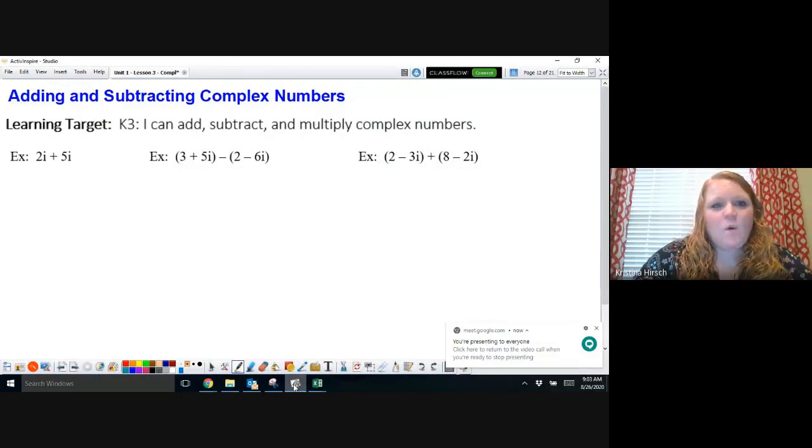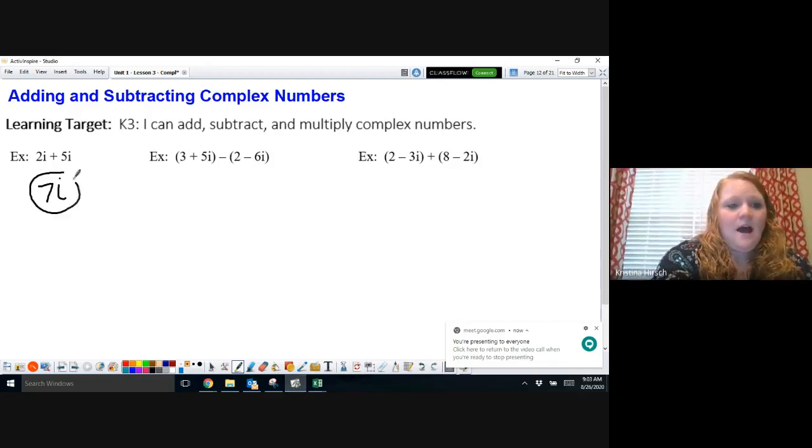All right, so in this video, we're going to be looking at adding, subtracting, and multiplying of complex numbers. So in your notes, you'll be filling this in. So for the first example, we have 2i plus 5i. Since those are like terms, we can just go ahead and combine them to get 7i.